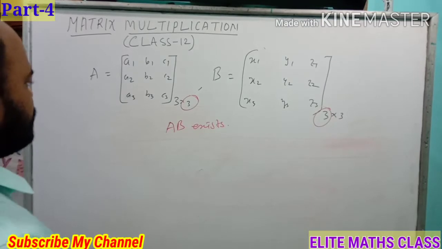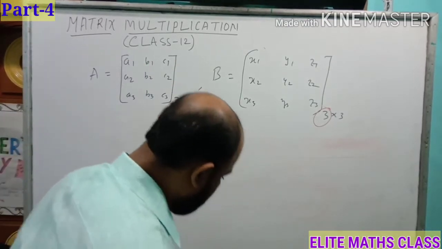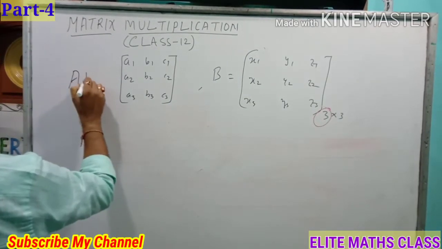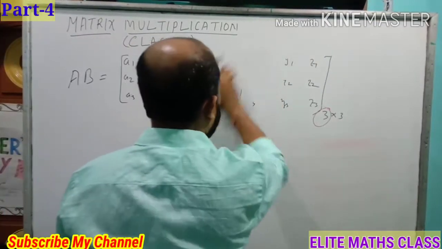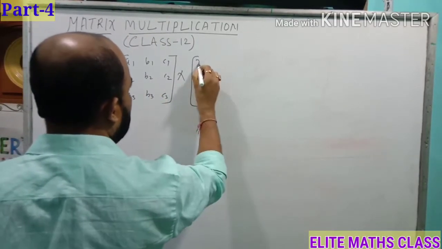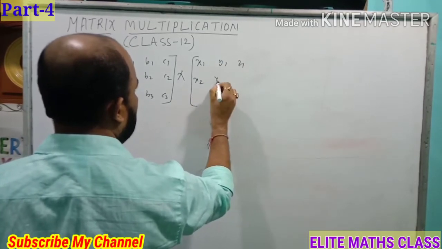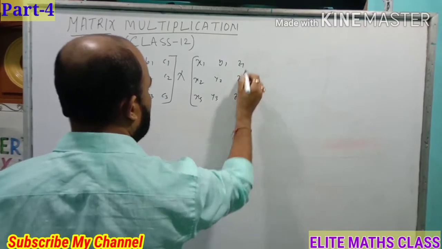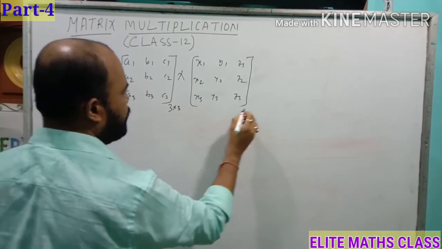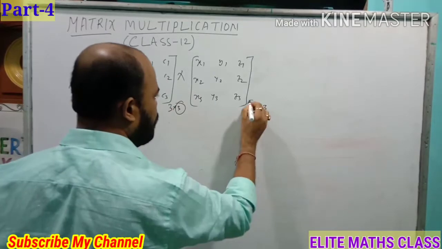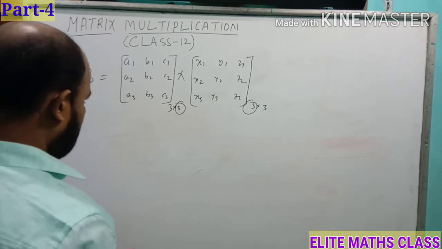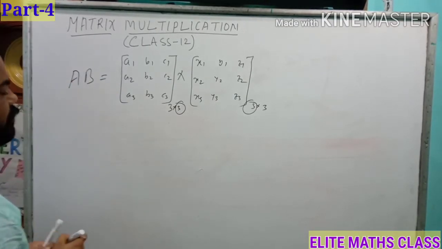Now, how to find the product for these two matrices? AB equals A into B. As the condition of multiplication is satisfied, in this case we can find AB. Now see very carefully how to find the product of these two matrices. This is of order 3 by 3, this is also of order 3 by 3. The number of columns of the first matrix equals the number of rows of the second matrix, so the product exists.